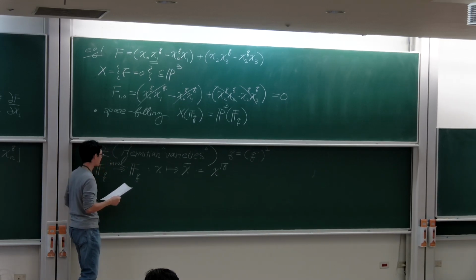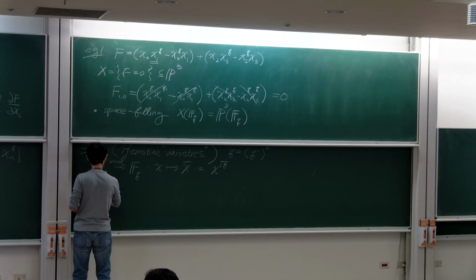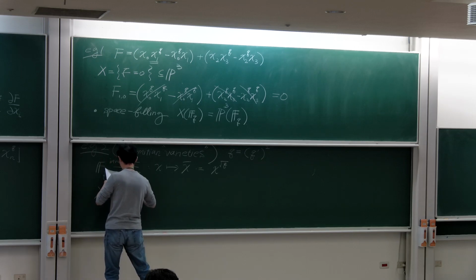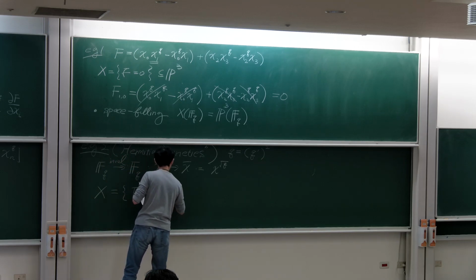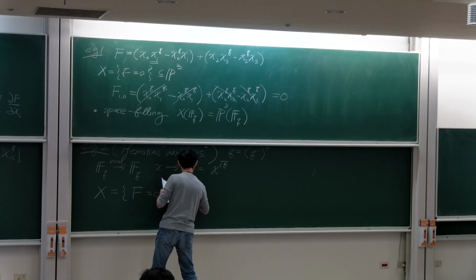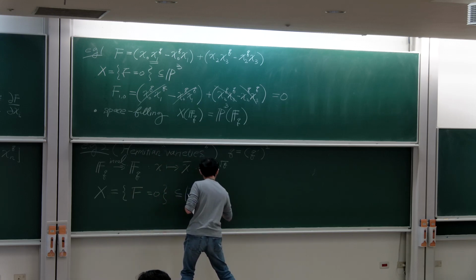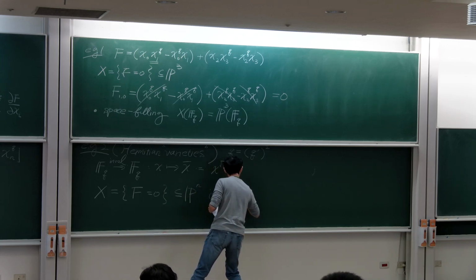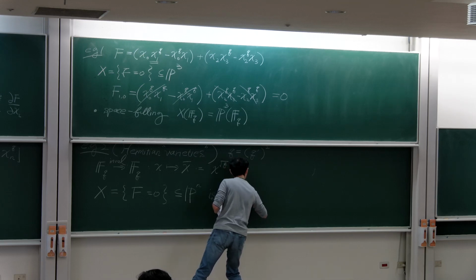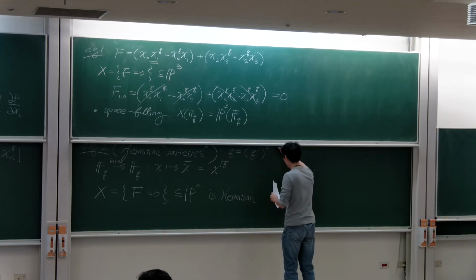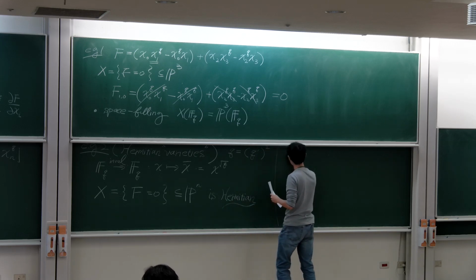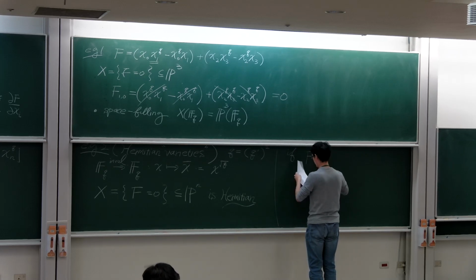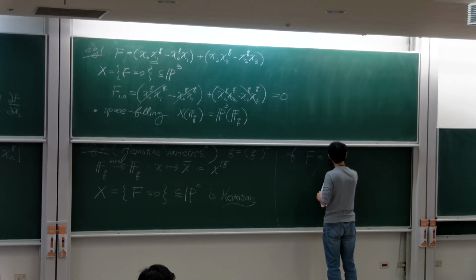Okay, so with this, we say a hypersurface X defined by some polynomial in Pn is a Hermitian variety, or just is Hermitian, if we can write its defining polynomial in this way.